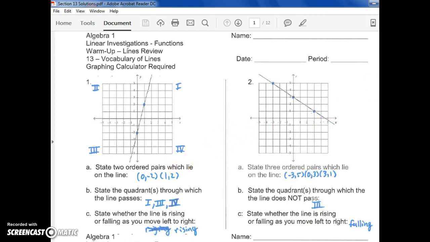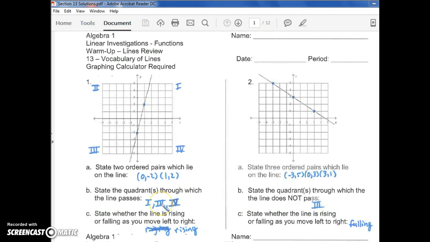So we're picking just any 2 points that we can see. Now, generally speaking, I'm going to pick points that are easy to find on either the x or y axis or on whole numbers for the x and the y coordinates. So I chose the point 0 and -2, the x being 0 and the y being -2. And the point 1, 2, x is 1 and y is 2.